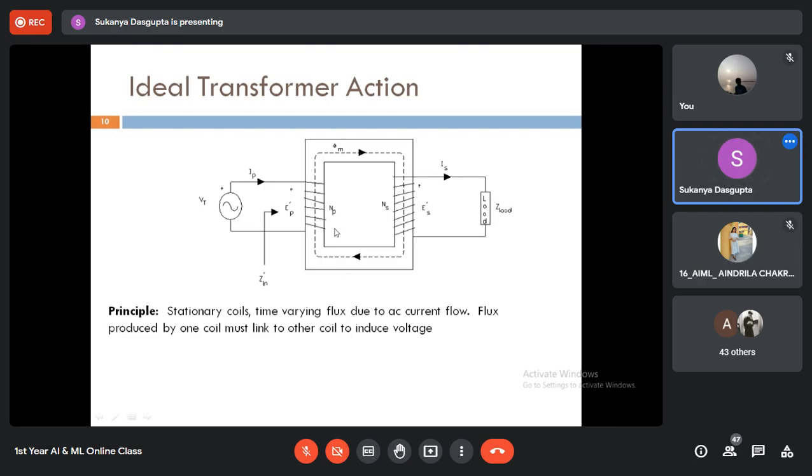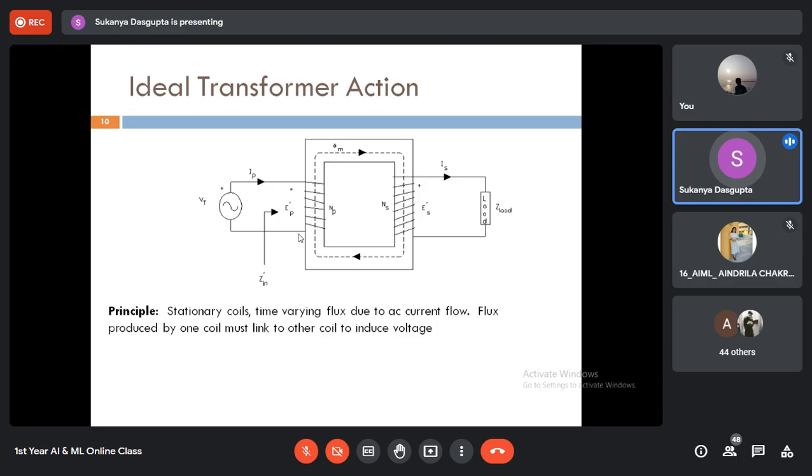which involves the common magnetic flux, depending upon Faraday's laws of electromagnetic induction. So this common flux is phi m flowing through the core. It is confined within the core. And what is E dash P? E dash P is nothing but the primary induced EMF across the primary side. And what is E dash S? E dash S is the secondary induced EMF across the secondary coil, right?